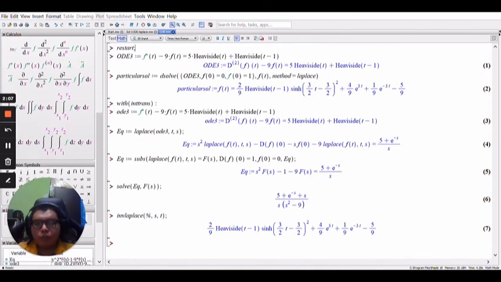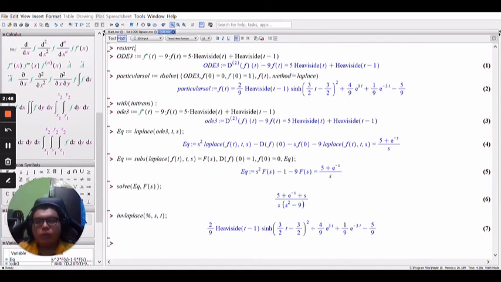Next, I would like to show the step-by-step solution. First of all, we use this command with inttrans. Then we need to define the differential equation, which is the same second order differential equation: f double prime t minus 9 times f(t) equals g(t), where g(t) is 5 times Heaviside t plus Heaviside t minus 1. It will be displayed like this. ODE3 equals d squared f(t) minus 9 f(t) equals 5 Heaviside t plus Heaviside t minus 1.